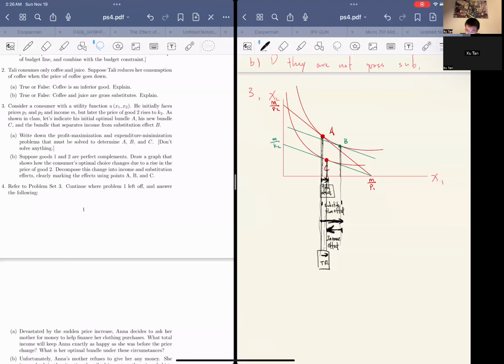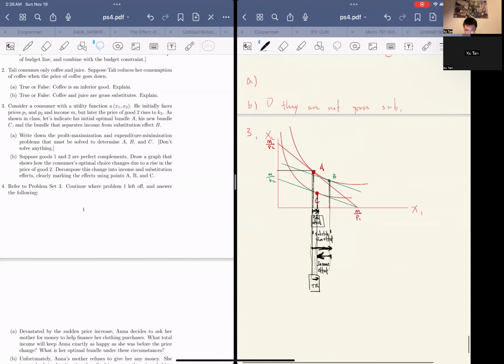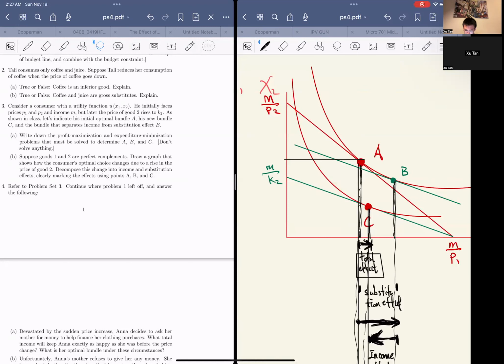Our consumption of x2 actually drops. I'll just imagine that this lines up. Can I draw a straight line? Is this straight? No. Why does that not look straight? Well, imagine that's a straight line.